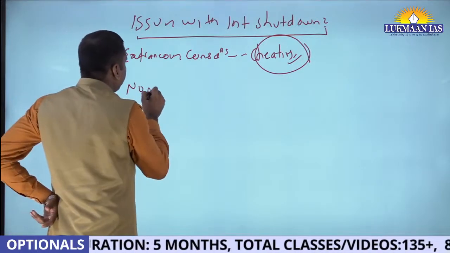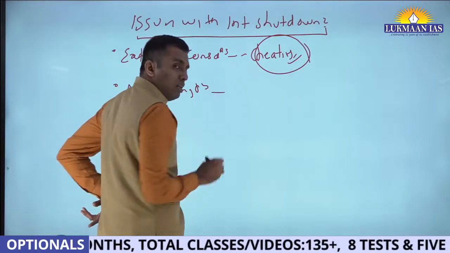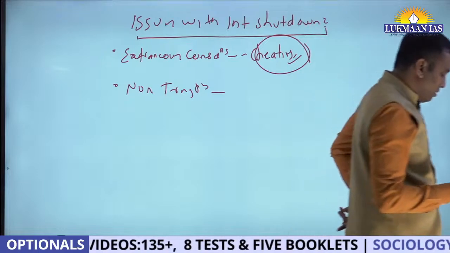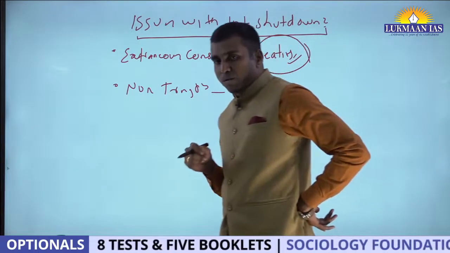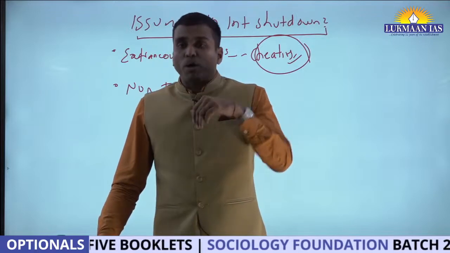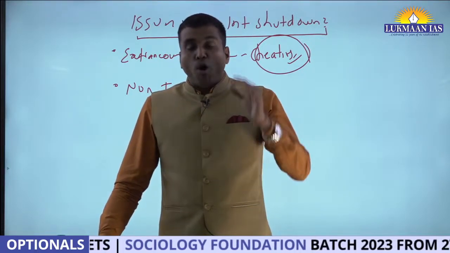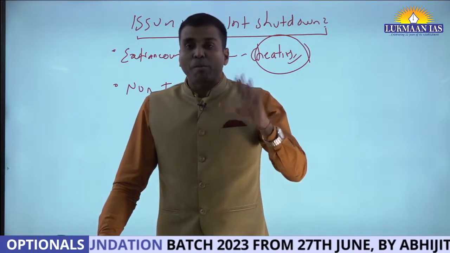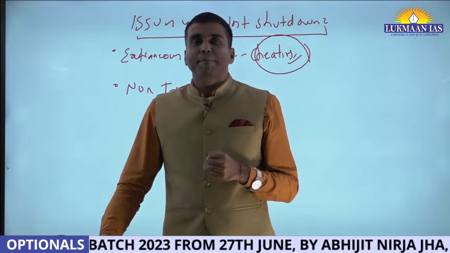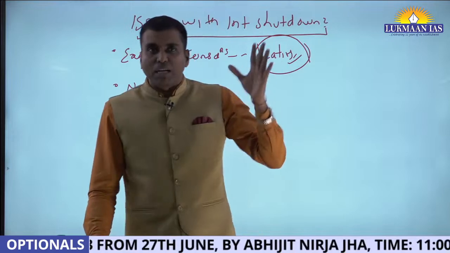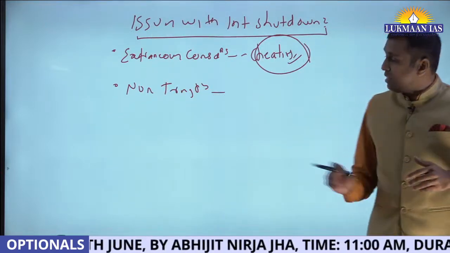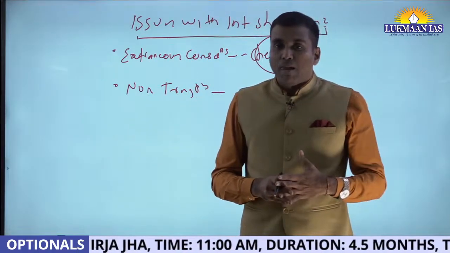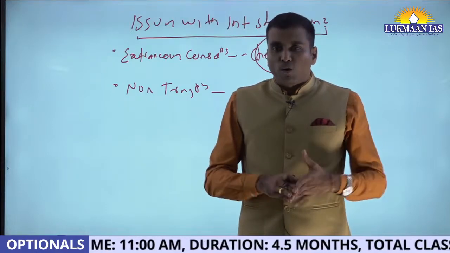Number 2, non-transparency. The rules provide that before shutdown, the order should be published. No orders are published, hardly any orders are published. Even if published, no probable reasons have been given. So, a large number of instances have come across that there is no transparency in shutting down internet. Why is internet shut down? No record is kept. No reason is given.